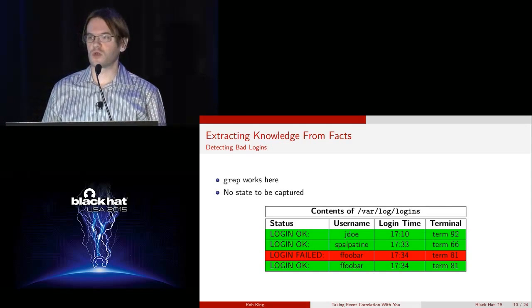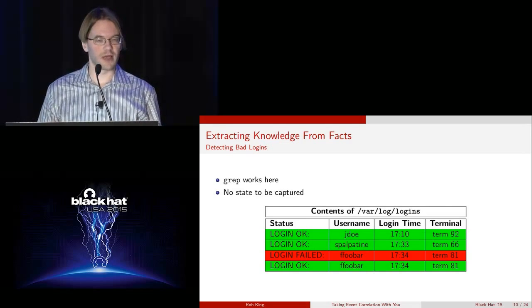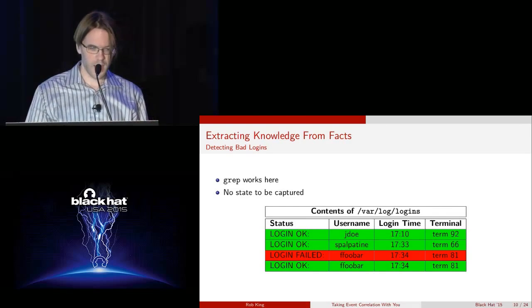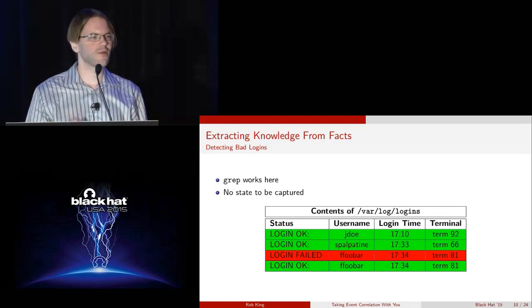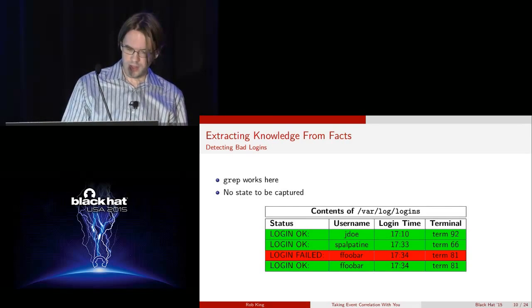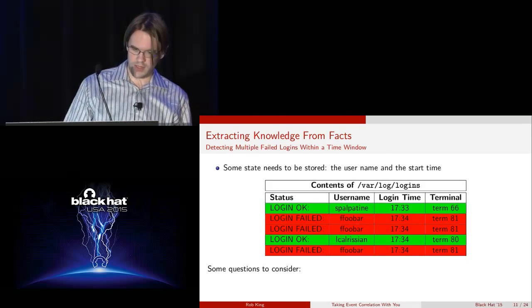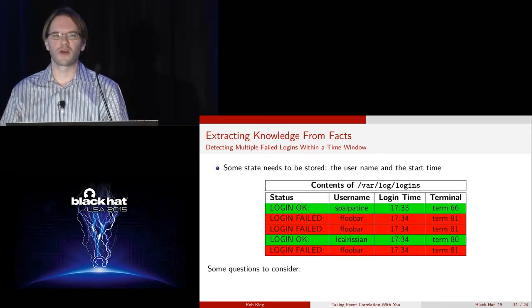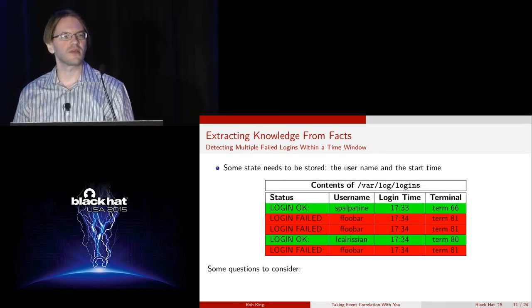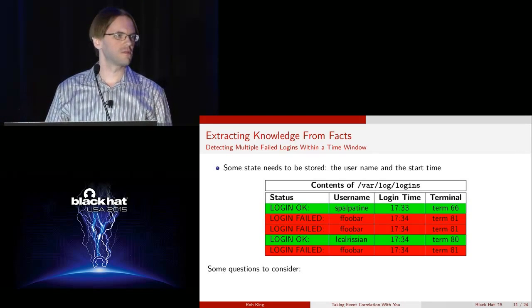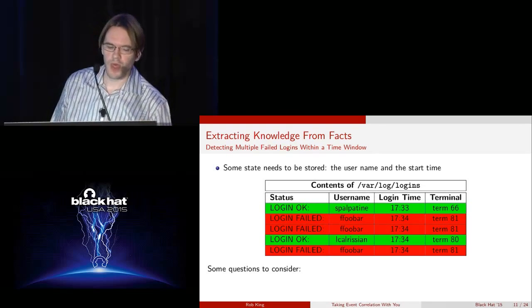And I'm a big fan of doing the least amount necessary. I'm very lazy, so if grep works, more power to you. Please use grep. But that's not what I'm talking about when I say complex event correlation. So let's make it a little bit more complex. Now we're going to say we don't just want to see one failed login or all the failed logins. We only want to see things where you have some number of failed logins in a given time frame.